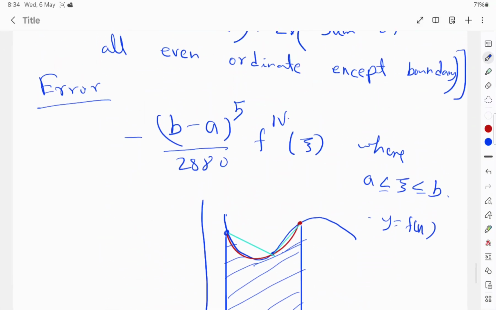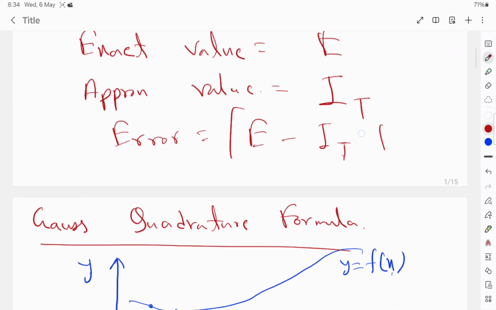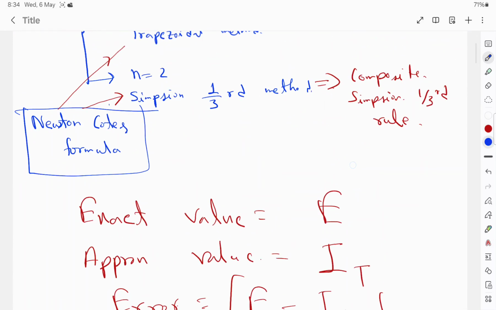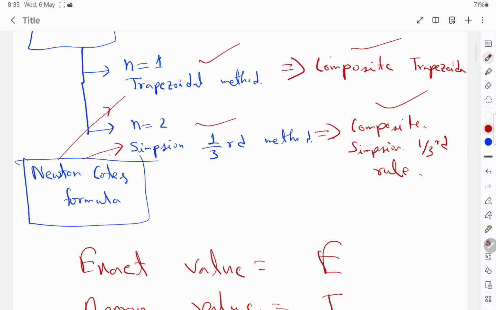Everyone, so we have completed the trapezoidal. So this one is completed. After that, composite trapezoidal is also done on this one, so only the Newton-Cotes is remaining.